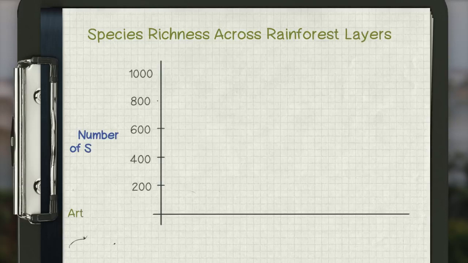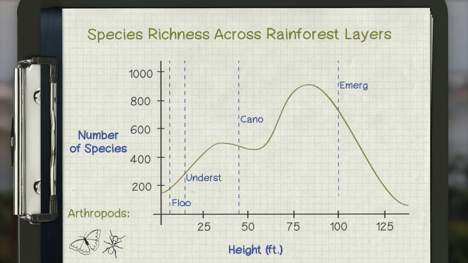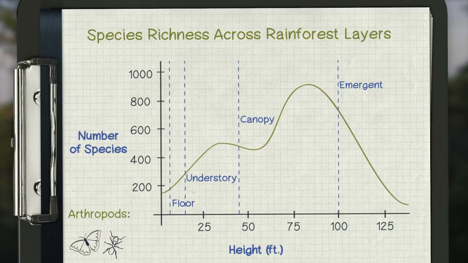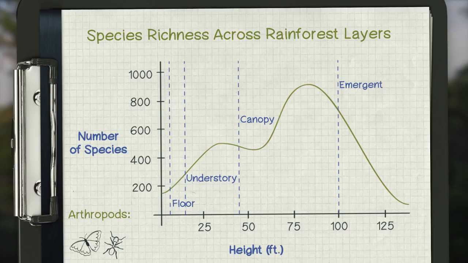Now imagine you are a biologist researching arthropod diversity in the Peruvian rainforest. You and your team sample each forest layer, recording the number of species found and at what height. Looking over your field notes now, what trends do you see? How do the layers differ in species richness? Take a moment to pause the video and examine the graph.